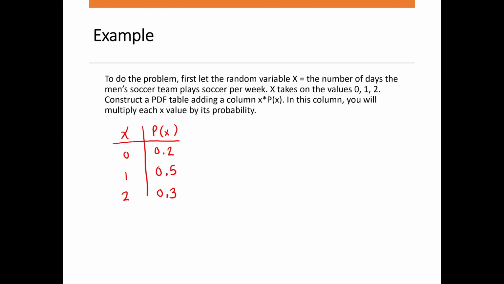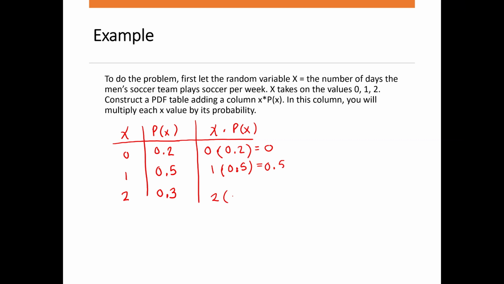Okay, so now we're going to take each of these random variable values, and we're going to multiply it by the probability. So we have 0 times 0.2 is 0. We're going to take 1 times 0.5. That is 0.5. Maybe I should use parentheses. That'll be a little bit clearer. We're going to take 2 times 0.3. And that's going to be what? 0.6. And you add that up. And you get mu.